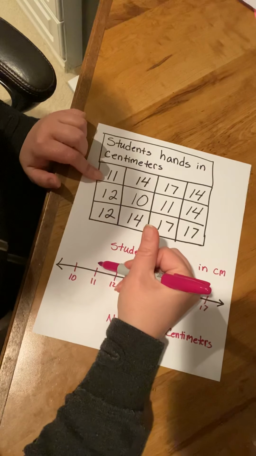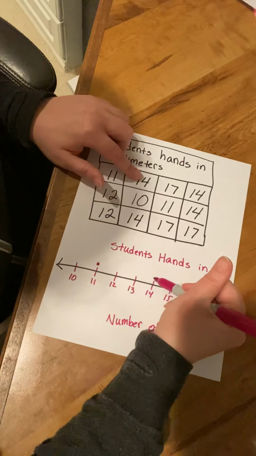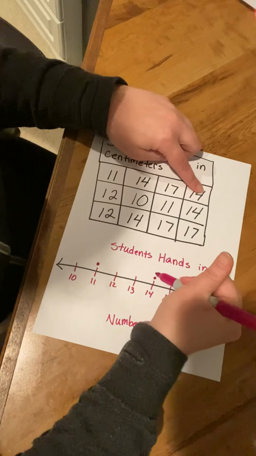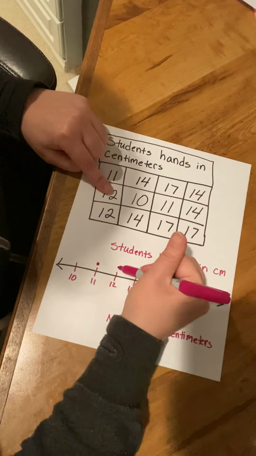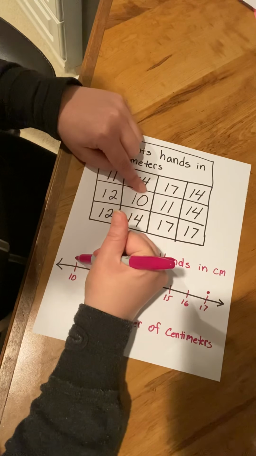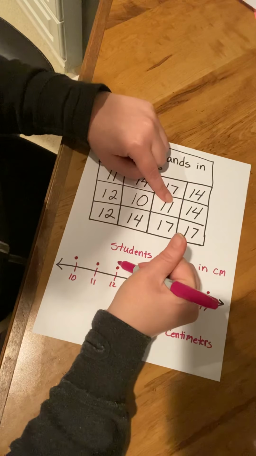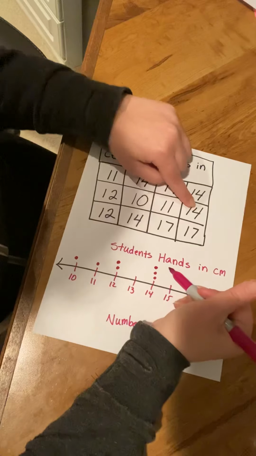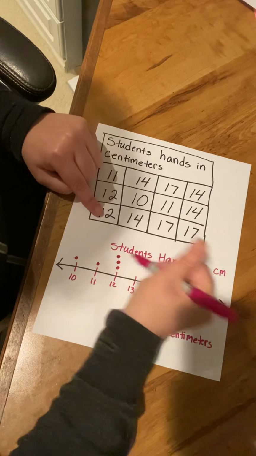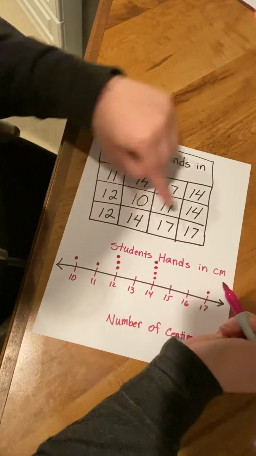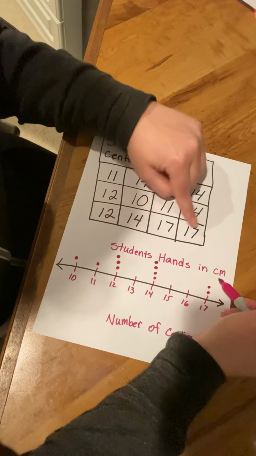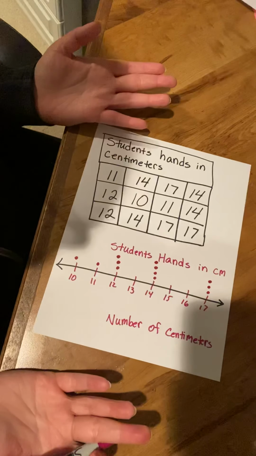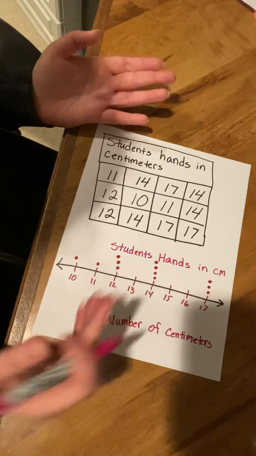I have an 11, 14, 17, 14, 12, 10, 11, 14, 12, 14, 17, 17. Okay, and there I have now plotted all of those numbers on my line here.